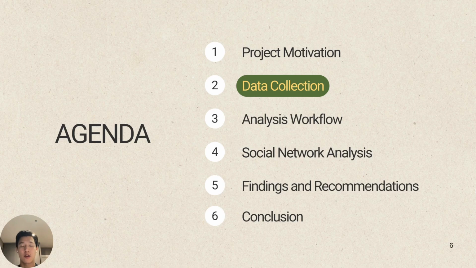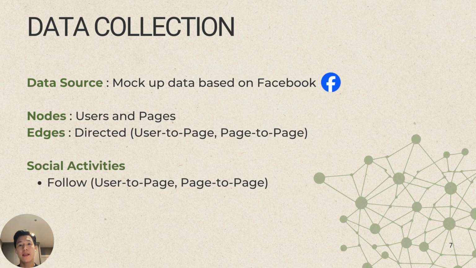Next, data collection. The primary dataset for this project comes from our mock-up data based on real Facebook data. We focus on followers of popular tourism pages. This includes relationships between users and pages they follow, creating a network of connections. This dataset helps us identify key actors, influencers, and community clusters within the tourism ecosystem.